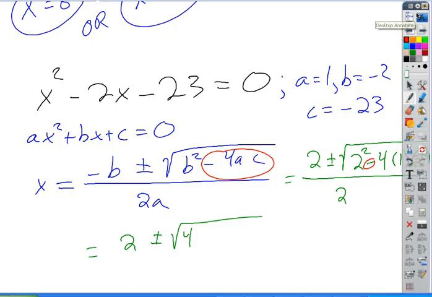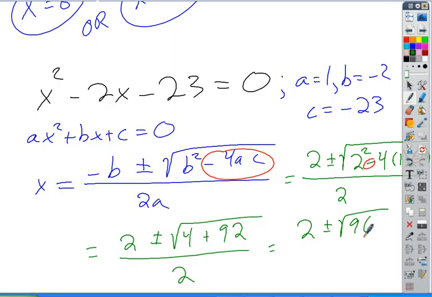So, let's see, is that right? No, it's not, is it? 4 times 23, yeah, 92. Okay, and then divided by 2. So I'm going to get 2 plus or minus the square root of 92 divided by 2. Okay. Now we could simplify that further. We can go further than that for sure. But that's our answer. Okay, let's finish it up. Let's go one step further.